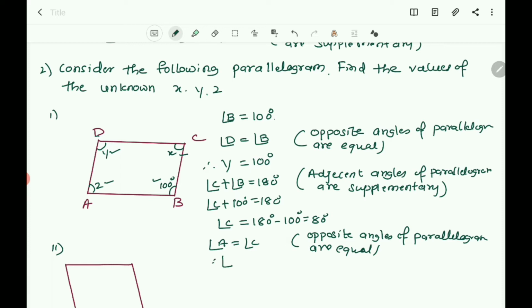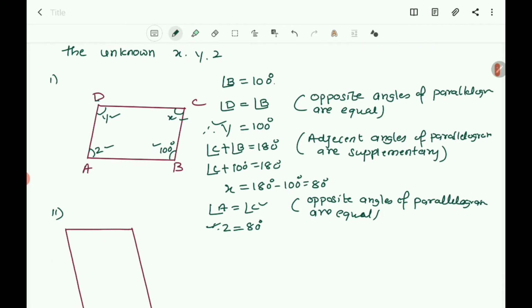Therefore, you can take angle A as Z. Therefore, Z is equal to how much? 80 degrees. As angle C is equal to 80 degrees, angle A must be equal to 80 degrees, that is, Z is equal to 80 degrees. You got the measurement of the values of the unknowns X, Y, Z. What is X? That is angle C. Here angle C is taken as X. You write X equals 80 degrees, Y is 100 degrees and Z is 80 degrees.